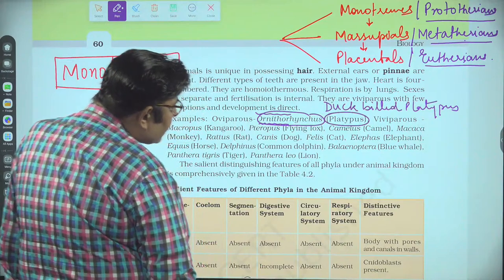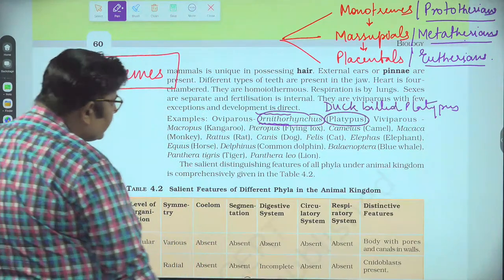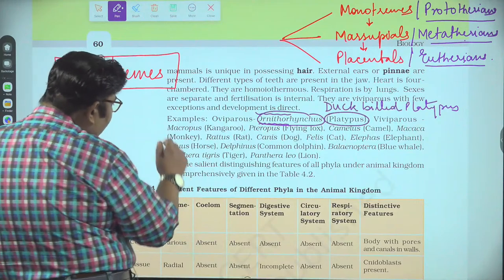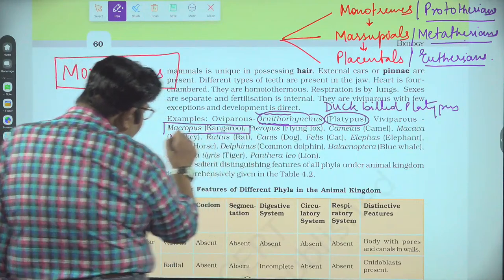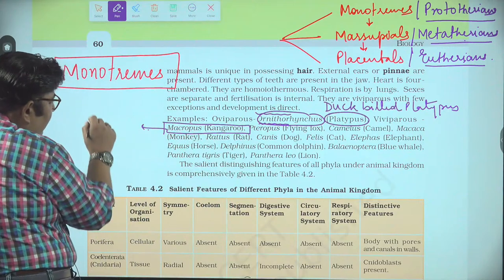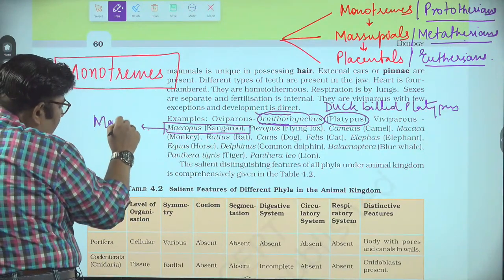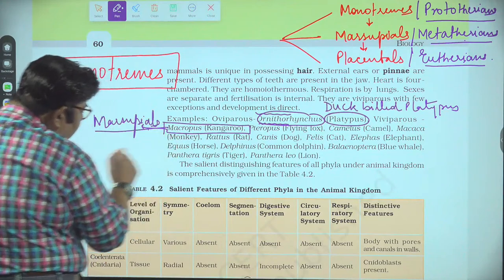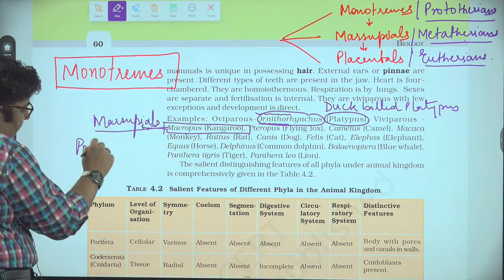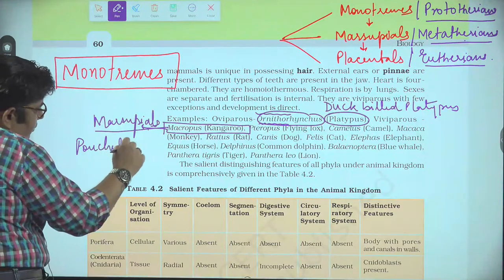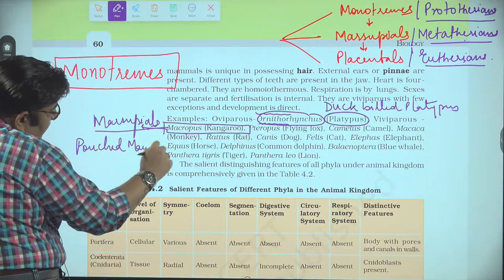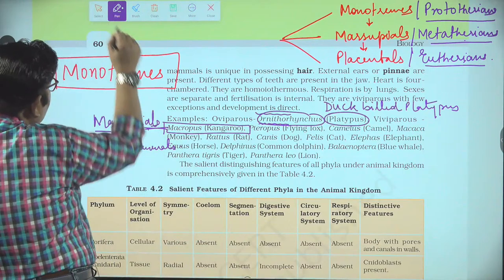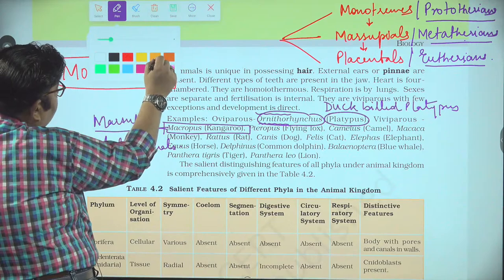Now viviparous mammals. These are the mammals which give birth. These are the Macropus. Macropus is kangaroo. And this is a metatherian or marsupial. Beta, marsupials are the mammals which have a pouch. They can also be called the pouched mammals. I wanted to give that common name also to you.